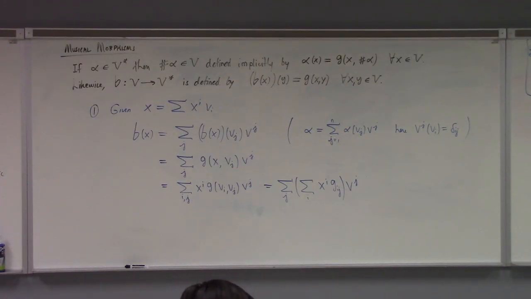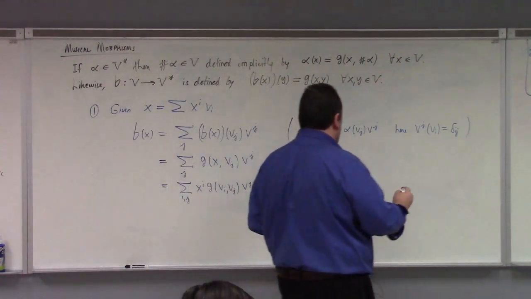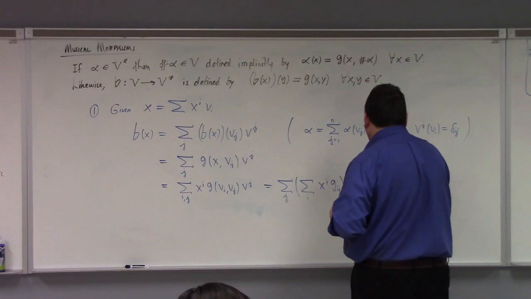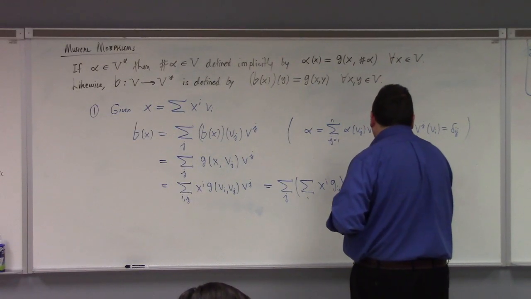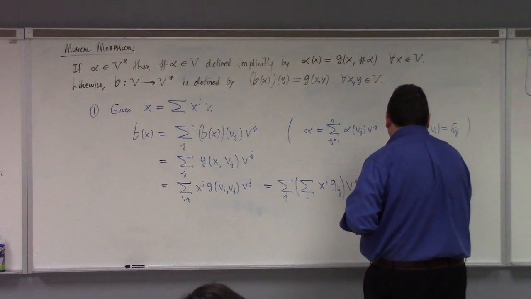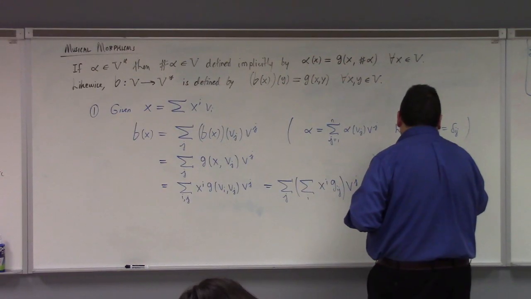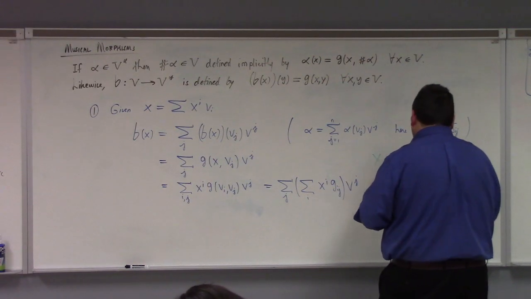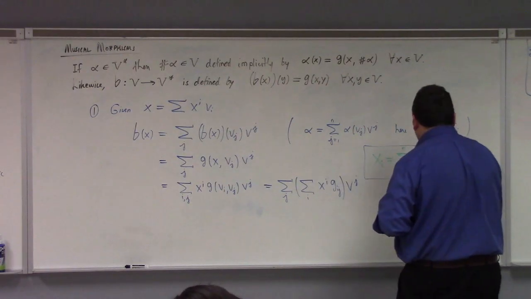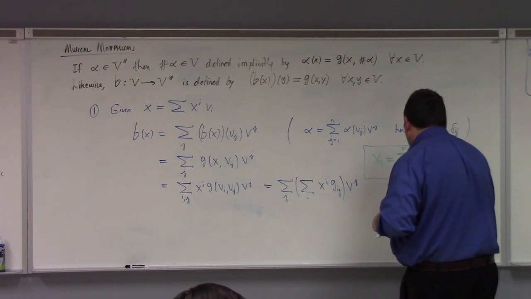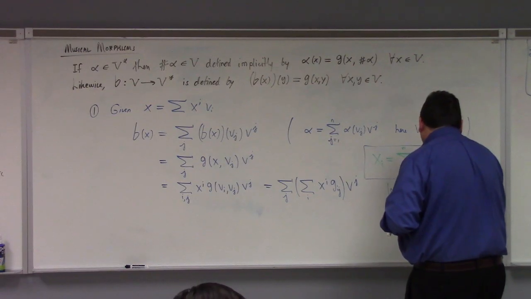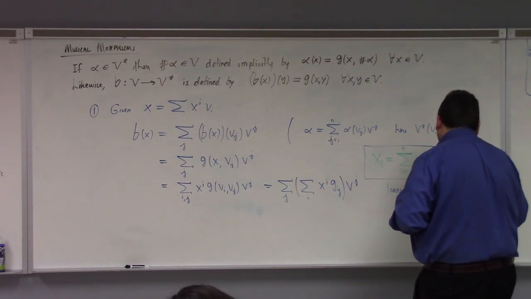And for that reason, physicists and adjacent mathematicians make a definition here that x lower i is equal to the sum i equals 1 to n of x upper i times g lower ij. This is known as lowering the index of x.